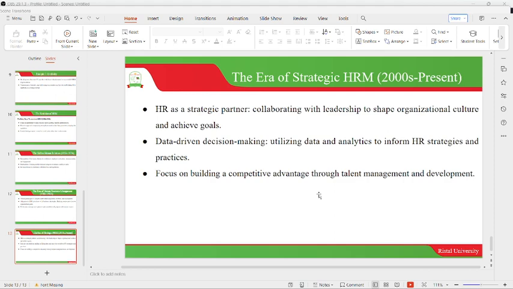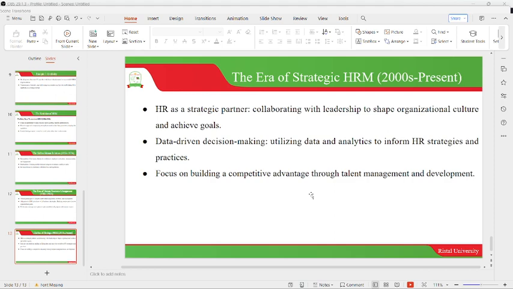Then focus on building a competitive advantage through talent management and development. So talent management is becoming a key component of strategic human resource management these days because of the nature of the job market. People are looking for talented workers, talented employees. So if you don't manage your own, then it's difficult for you to get the one you want, because it might be expensive to hire that person.